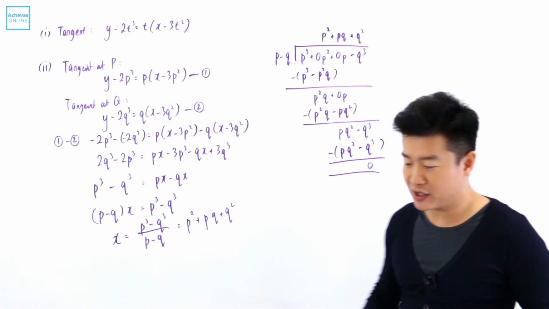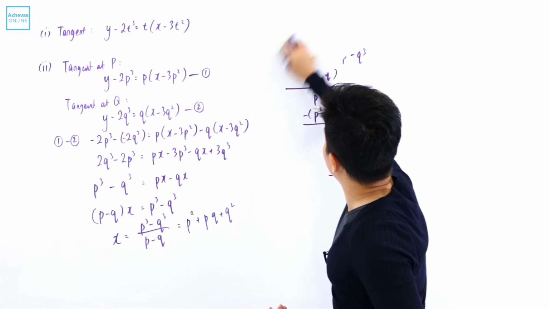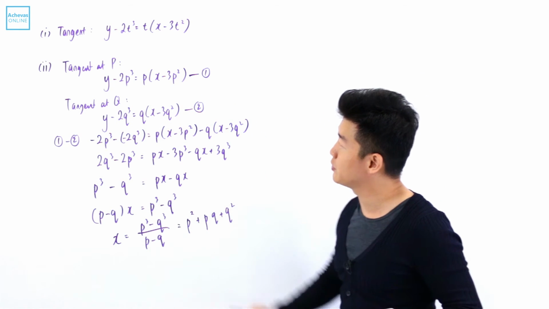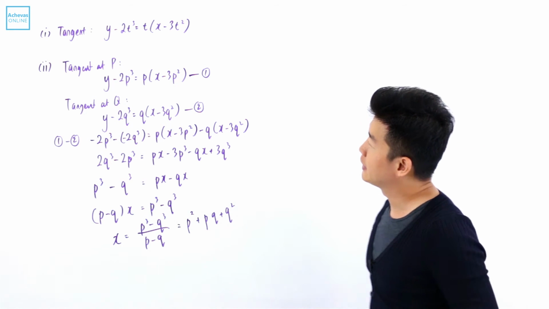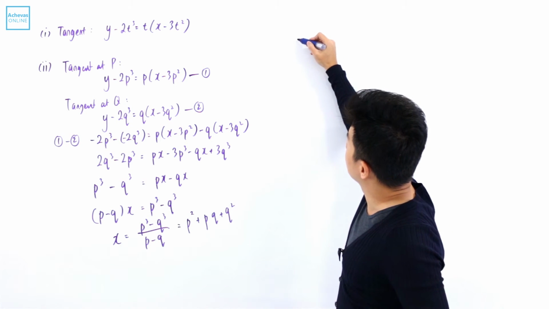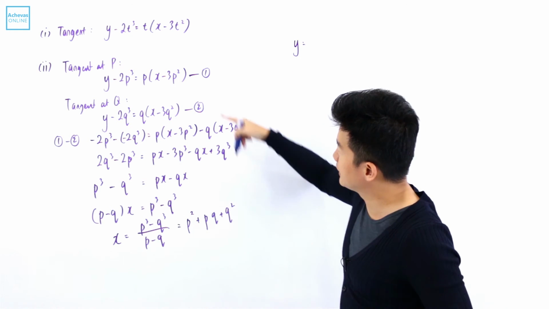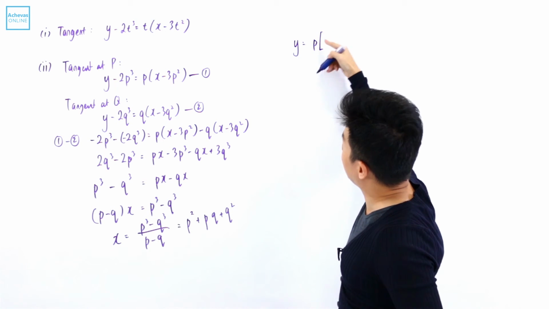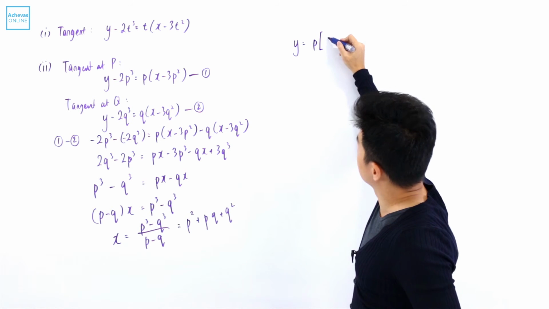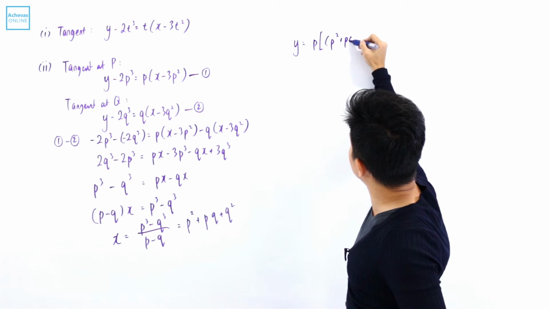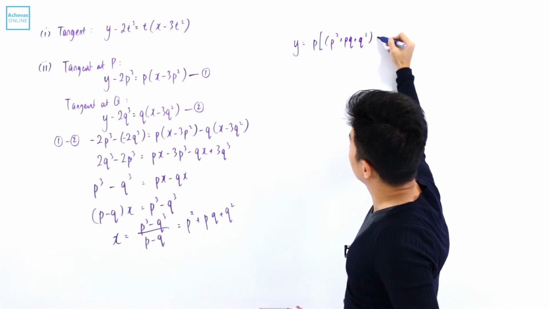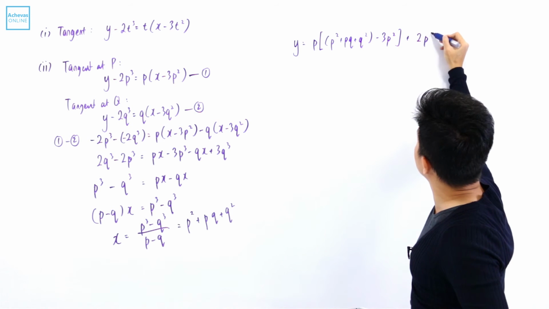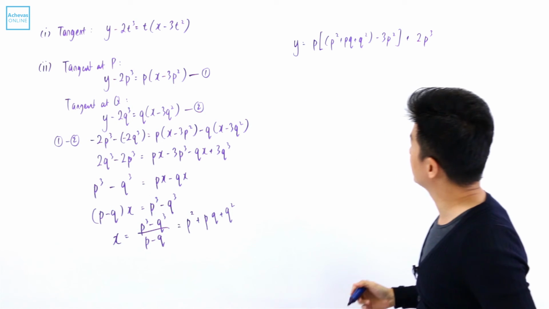I also want to find the y-coordinate of the point R, and that is simple because we just need to sub the x-coordinate solution back into either equation number 1 or equation number 2. Let's do it for, let's say, equation number 1. Substituting this back into equation number 1, y is going to be equal to p times x, and x is equal to this, so this is p squared plus pq plus q squared, minus 3p squared, then plus 2p to the power of 3. I'm shifting this over to the right hand side.